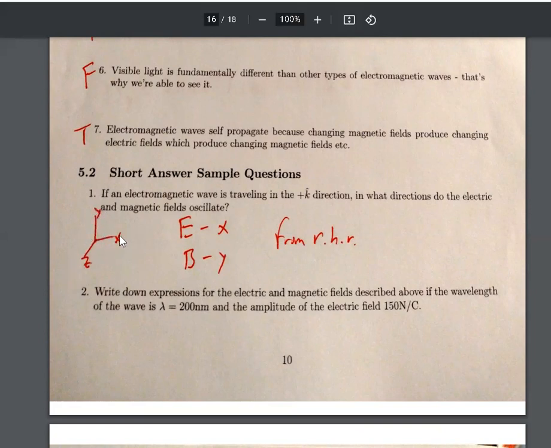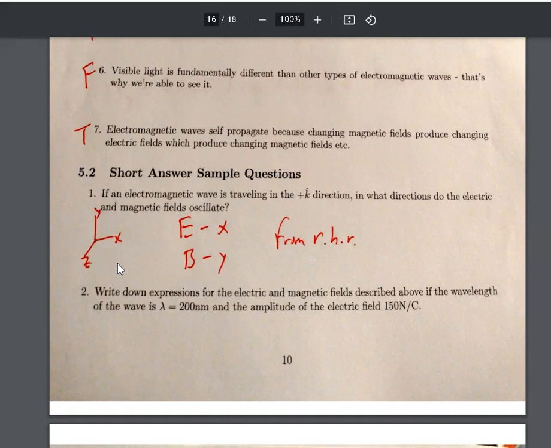Or we could put our fingers in the negative x direction and curl them in the negative y direction, and our thumb would still be pointing in the z direction. That's fine, because the electric field doesn't always point along the positive x. It switches between positive and negative x, as the magnetic field switches between positive and negative y.